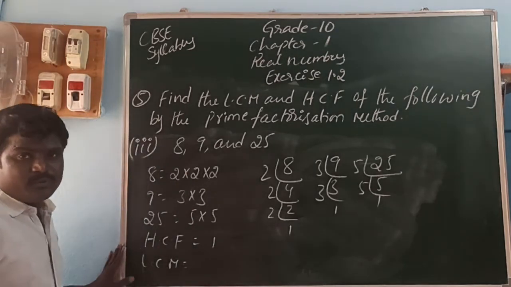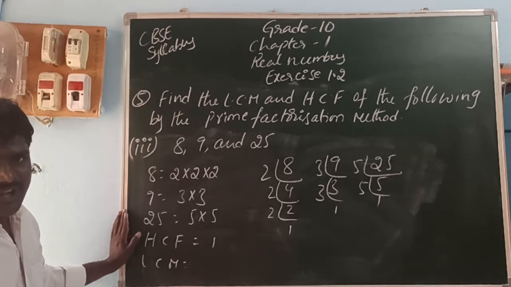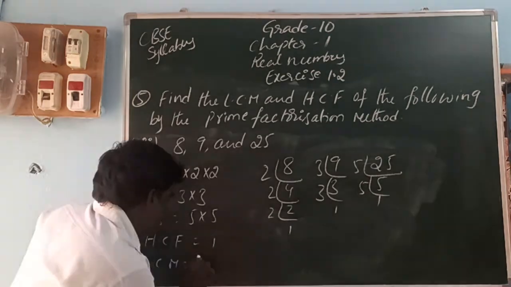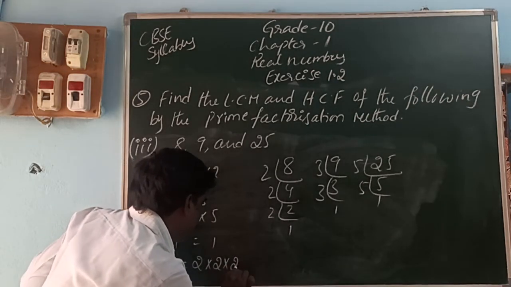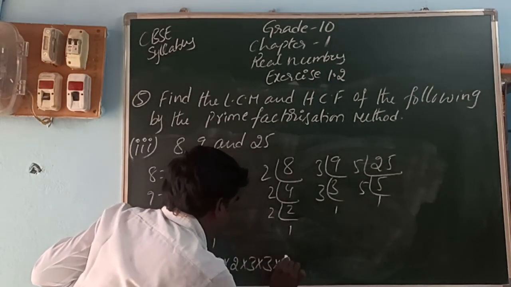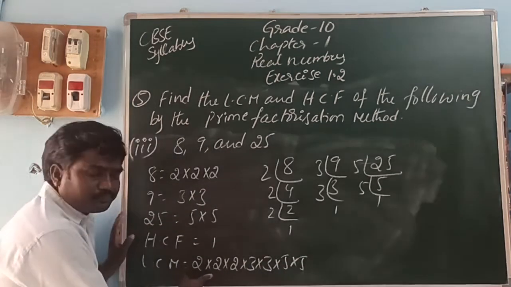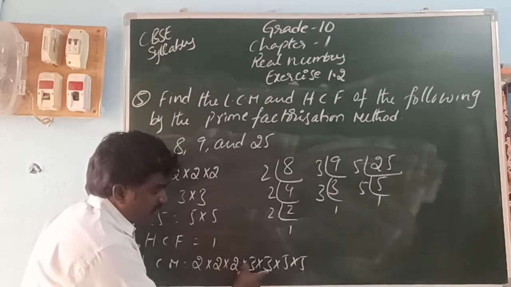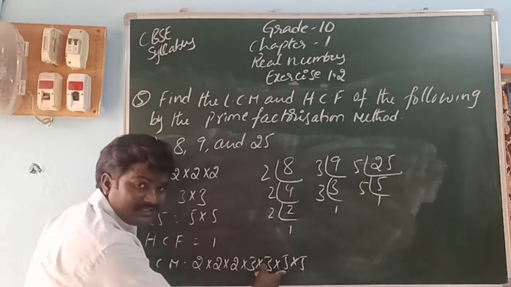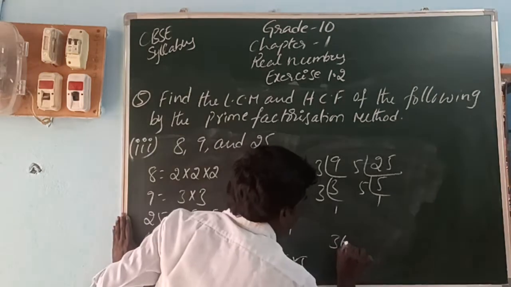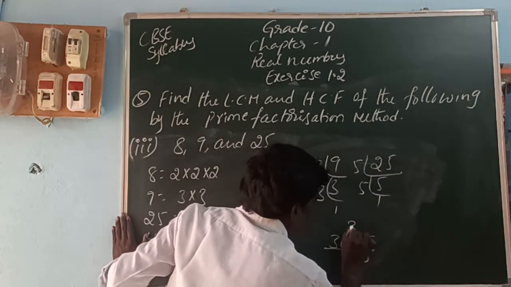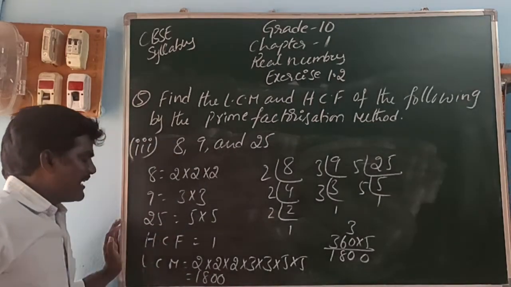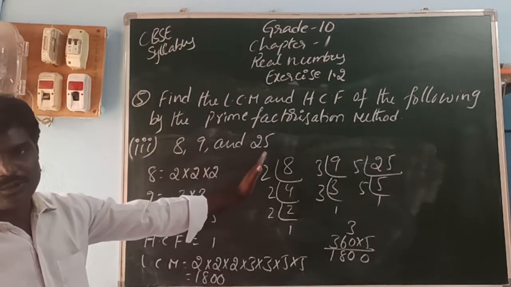Next, LCM is how much? The product of the highest multiple of all prime factors. Here what are the prime factors? 2, 3, 5. Here 2 into 2 into 2, next 3 into 3, next 5 into 5. 2 twos are 4, 4 twos are 8, 8 threes are 24, 24 threes are 72, 72 fives are 360, 360 fives are 1800. So 1800 is the LCM of 8, 9 and 25.